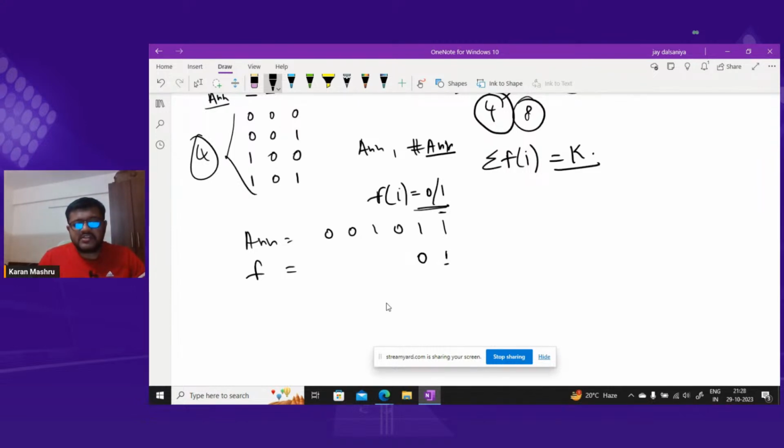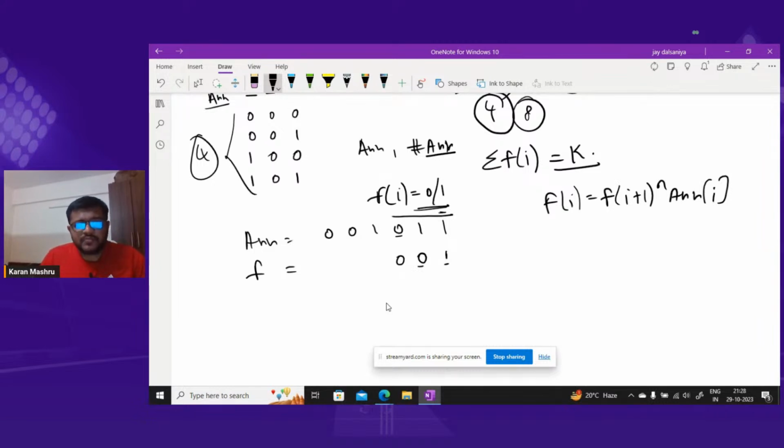The f value at this position will be the XOR of these three elements, or I can say the XOR between this and this, because this is nothing but the XOR between these two elements, right? f of i equals f of i plus 1 XOR array of i, right? So this will be 0.